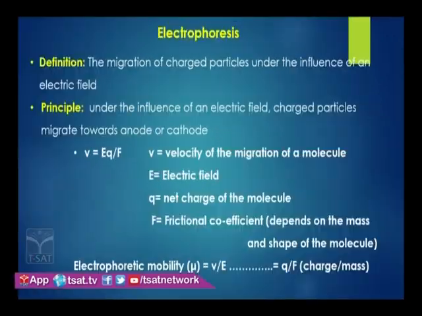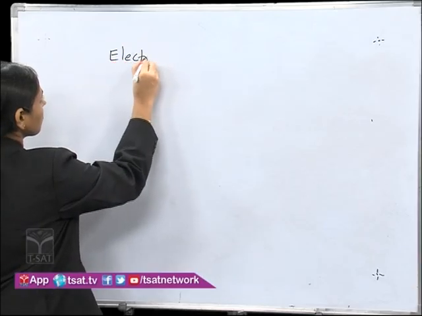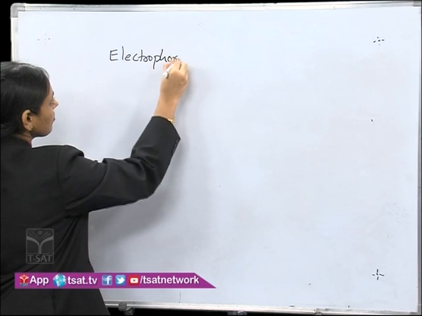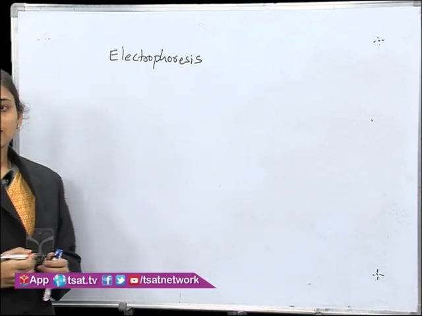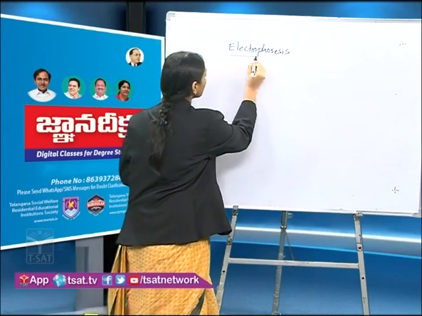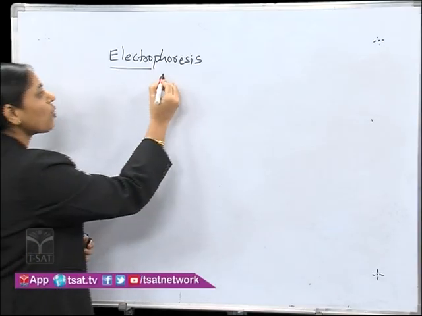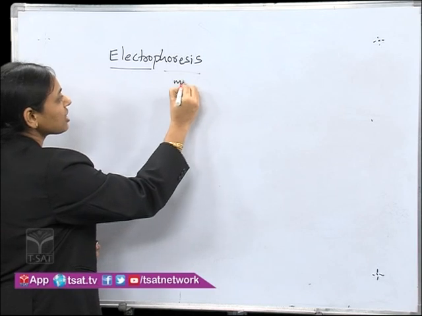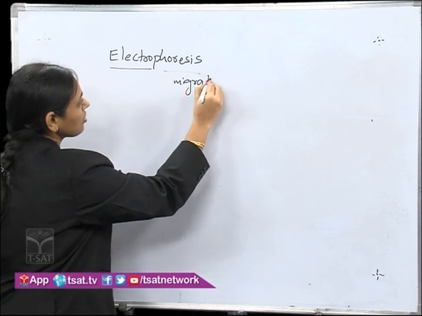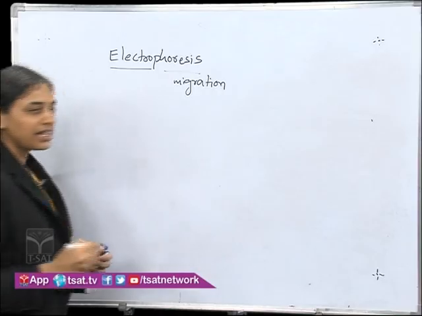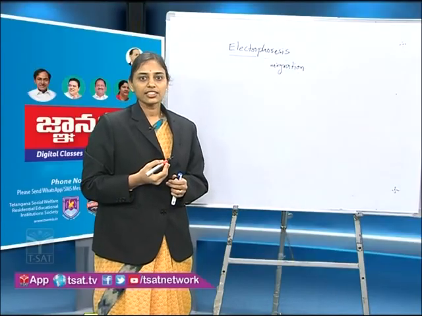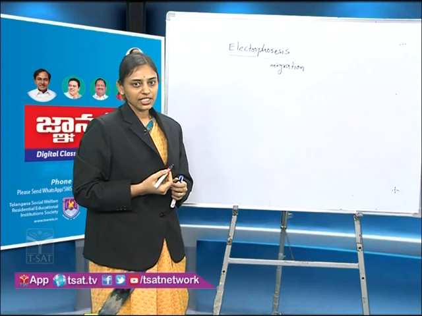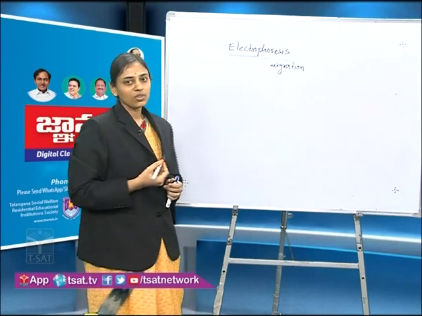Electrophoresis. The word itself indicates that there is an involvement of an electric system, and phoresis means migration or movement. So, the migration of charged particles under the influence of an electric field is called electrophoresis.